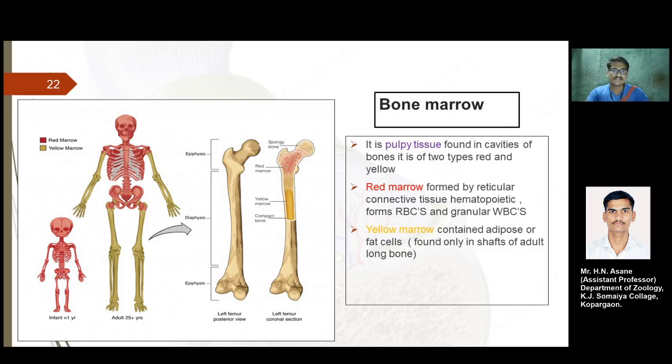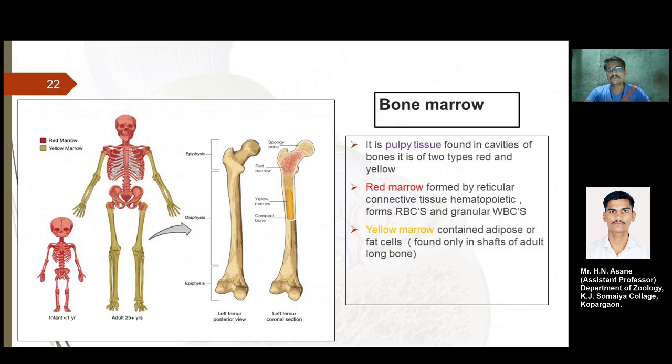The genesis, the production of the RBCs and the WBCs is carried out by the red bone marrow, and the yellow bone marrow contains adipose tissue or fat cells, which are found only in the shaft of the adult long bones.